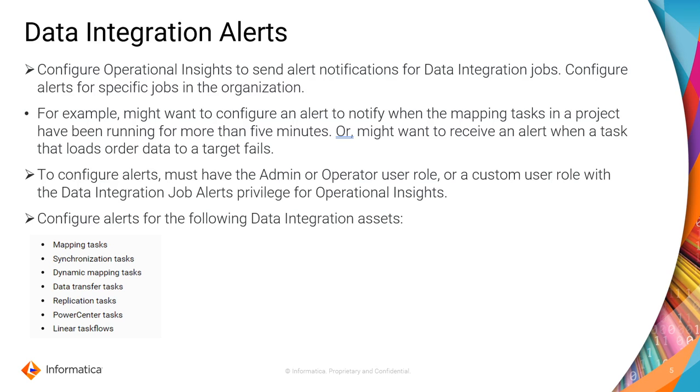Now, what is a data integration alert? When we configure Operational Insight to send the alert for the data integration job, we need to select the specific job in the organization. For example, you want to configure an alert to notify when a mapping task in a project has been running for more than 5 minutes, or you want to receive an alert when the task has failed to load the target. To configure the alert, one must have the Admin and Operator user role, or a custom user role with the data integration job alert privileges for Operational Insight.